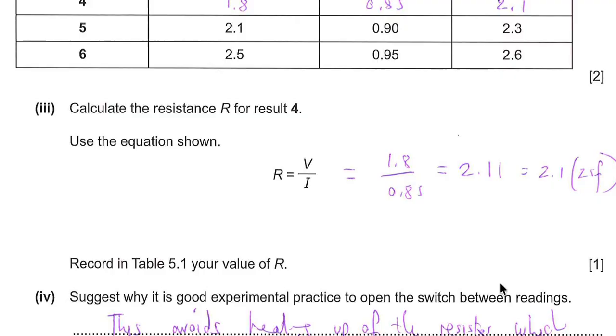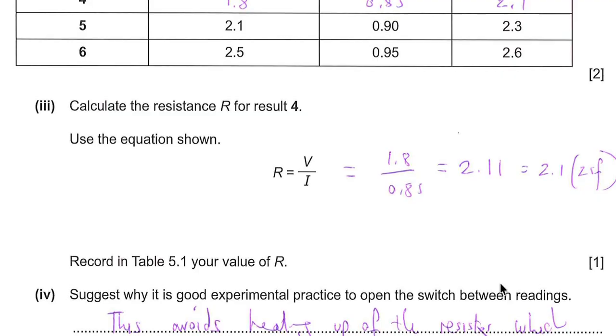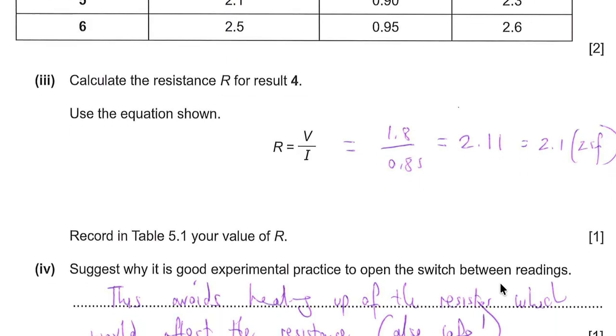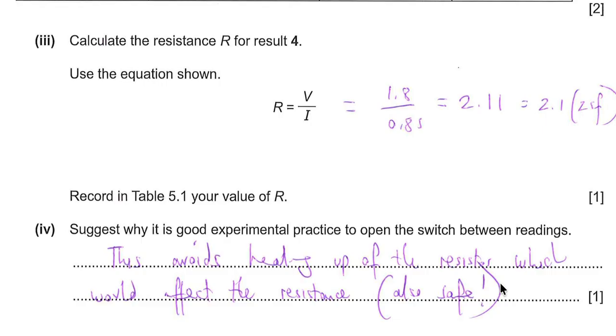Big one here is it avoids heating up. Now in the mark scheme they've just said heating up of the components. I've said heating up of the resistor, because of the resistor. And I realised actually there's only a variable resistor, so maybe I've been a bit too vague here. This would affect the resistance. I think I'd still get the marks here. Heating up circuits is generally not a good idea.